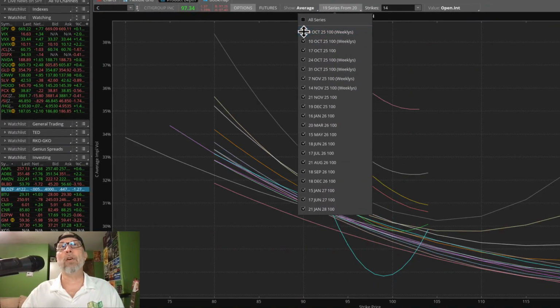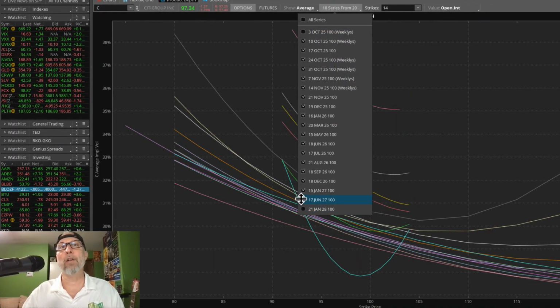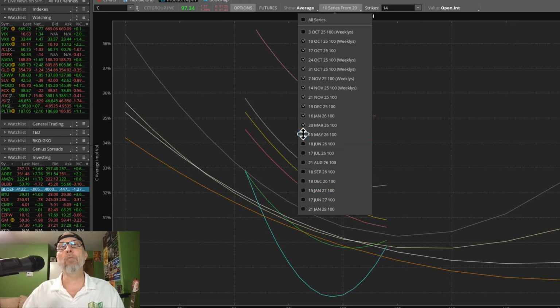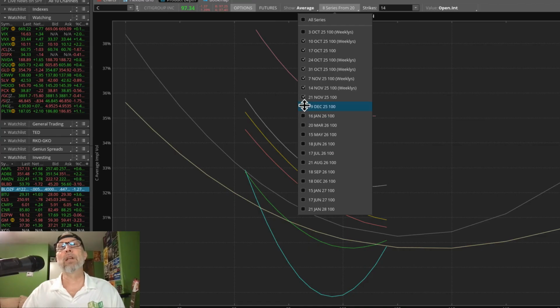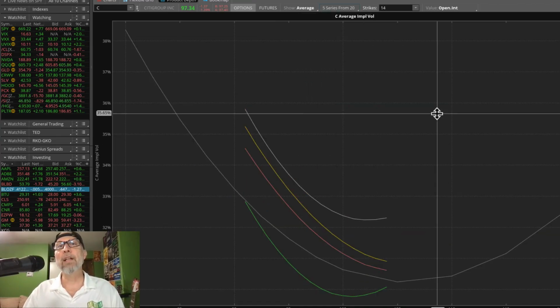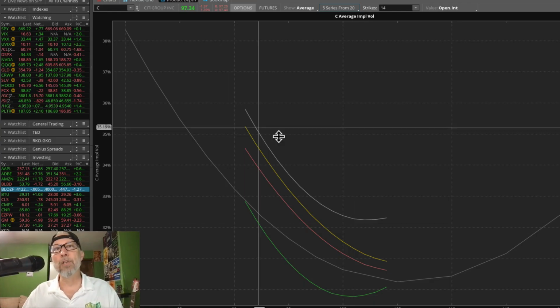We don't have to look at all those. We'll get rid of the shortest term ones. We'll get rid of the longest term ones for sure. Just look at the more liquidly traded ones, get into this year anyway. And this is a pretty good idea of what we're talking about.